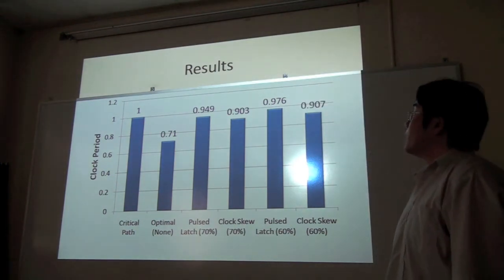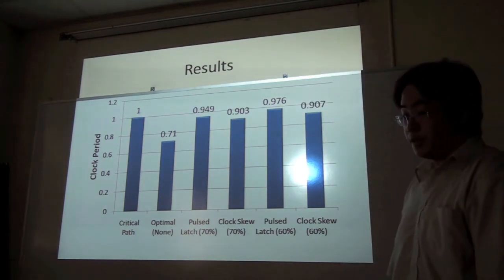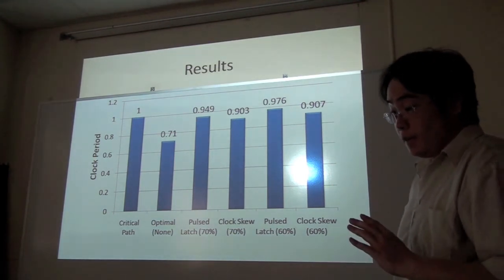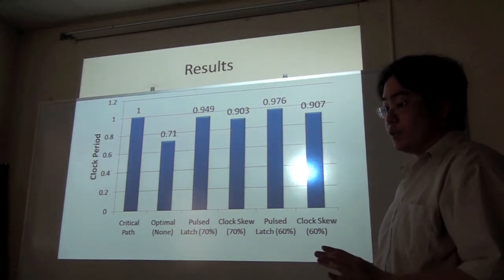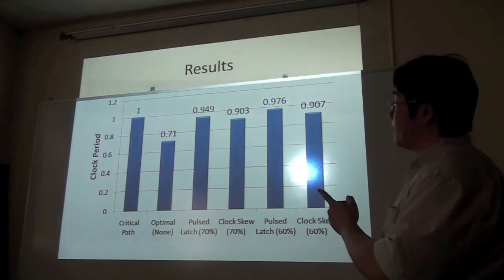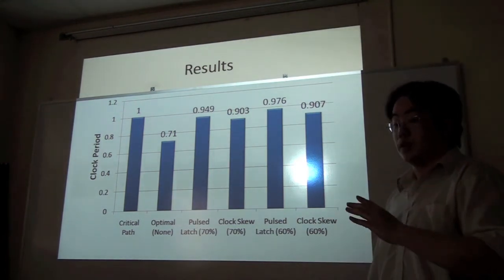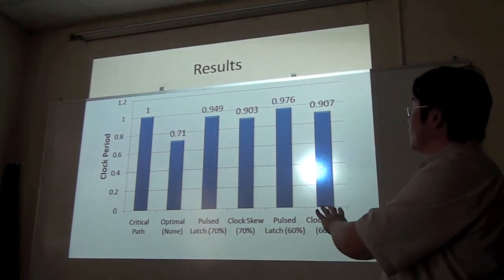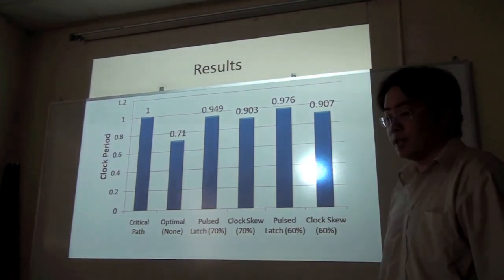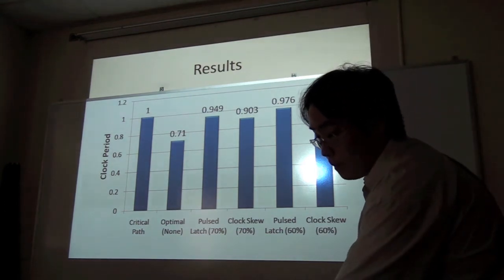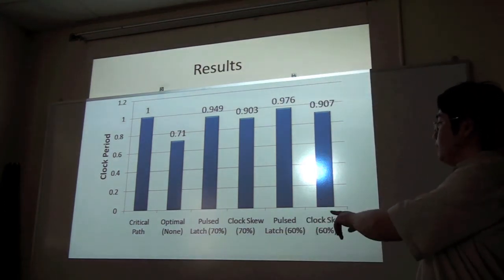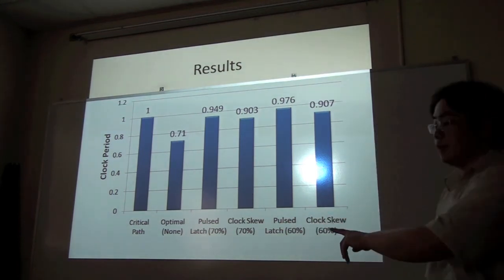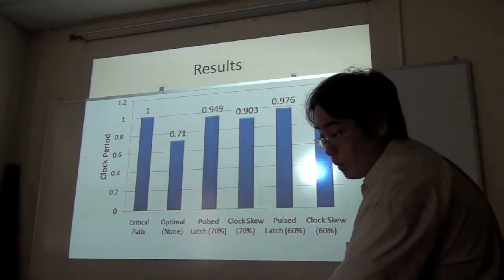So here are the results of our experiments. The first thing to note is that we normalized the clock periods to the standard flip-flop case, i.e. the critical path on the far left, and everything else is measured accordingly. Each of these results is averaged across 27 benchmarks, as mentioned before. I left out the 80% case, as you notice, because it is essentially the same as the 70% case.